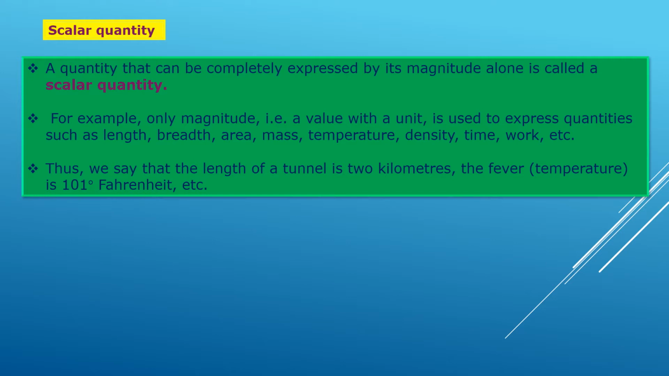For all these quantities we require a value with its unit. For example, we say that the length of a tunnel is 2 kilometers. The fever, that is temperature, is 101 degrees Fahrenheit, or 101 degrees Celsius. Fahrenheit is also a unit of temperature. So these are the units with their values, and due to that, these quantities are called scalar quantities.